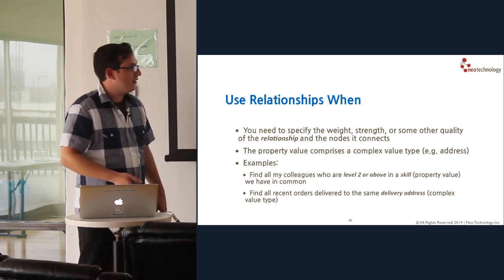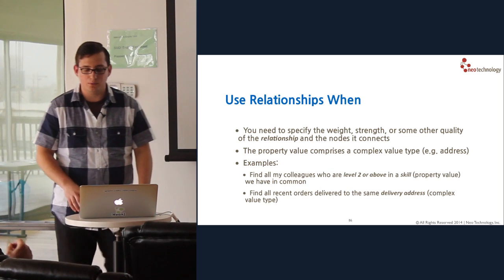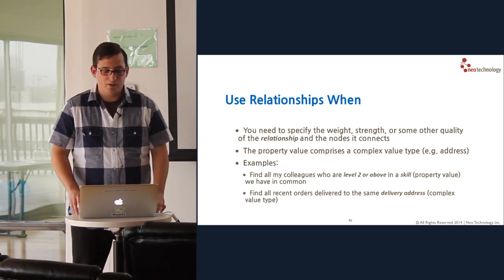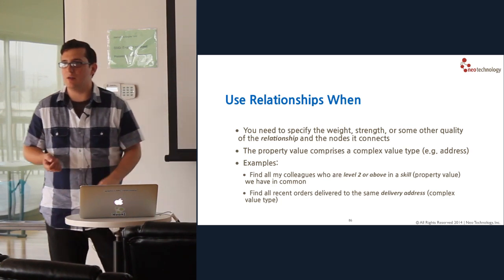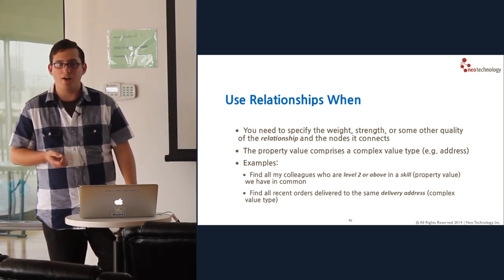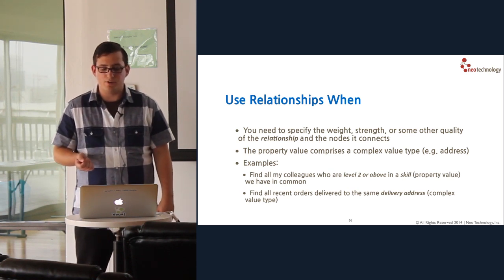Some examples of that: find all my colleagues who are level 2 or above in a skill, which is a property value, that we have in common. That would be something like LinkedIn as an example. LinkedIn is based off of a graph model as well. Also, find all the recent orders delivered to the same delivery address, which would be a complex value type.